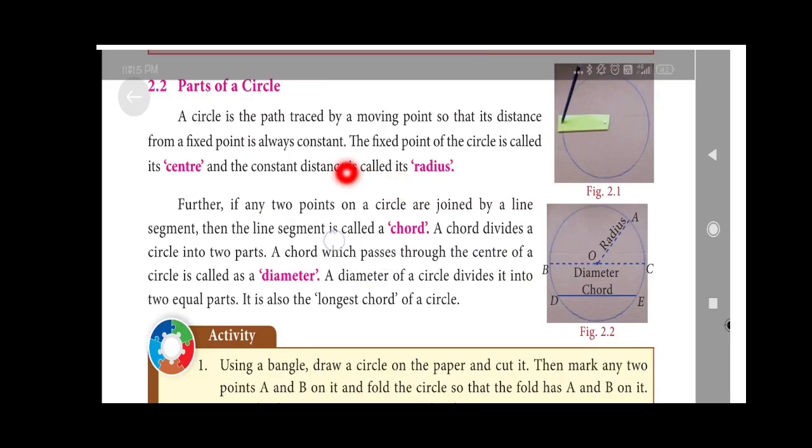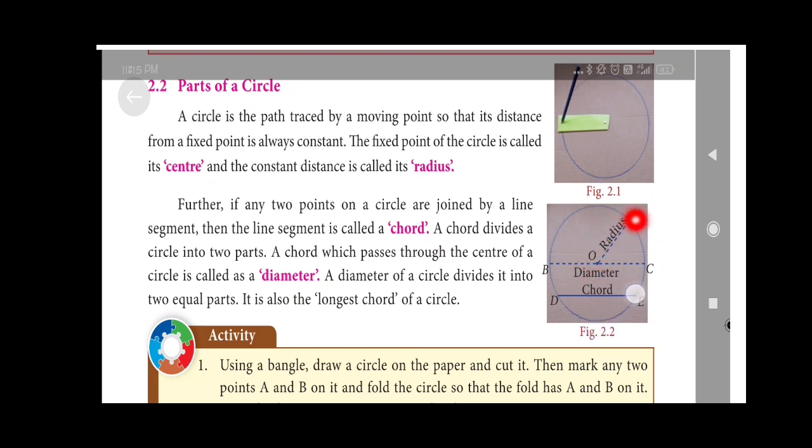Then parts of a circle. So what are the parts in a circle? We will see that the fixed point of the circle is called its center. The fixed point is where you can place the compass. This is the center point. Then the constant distance is called the radius. The distance between the center to the circumference of a circle, that is called radius.